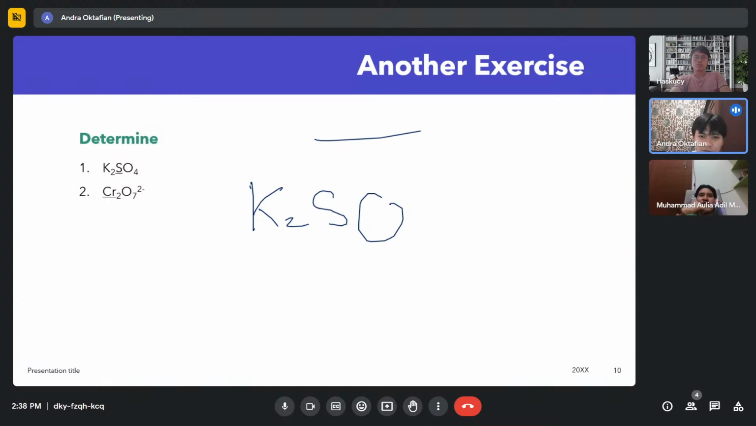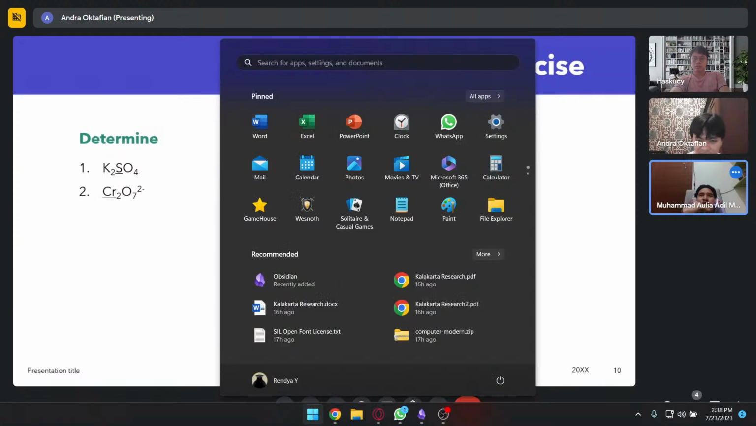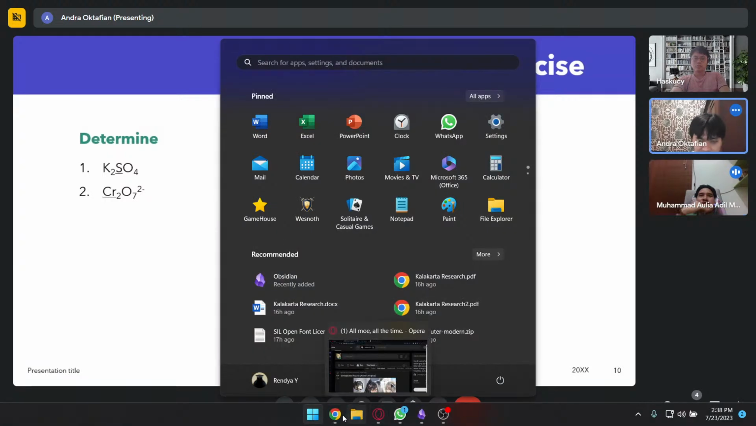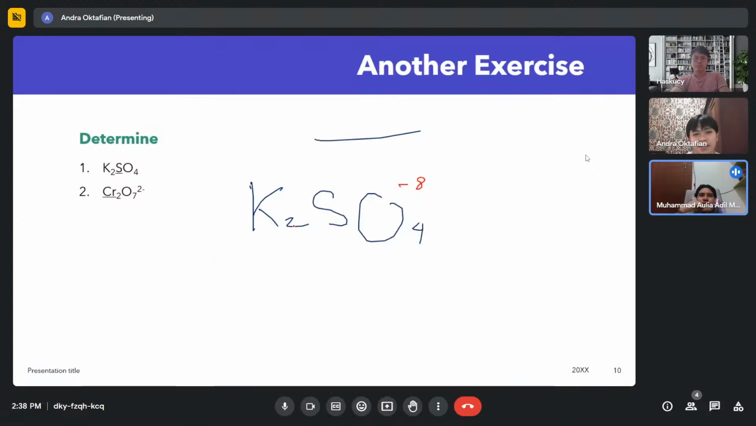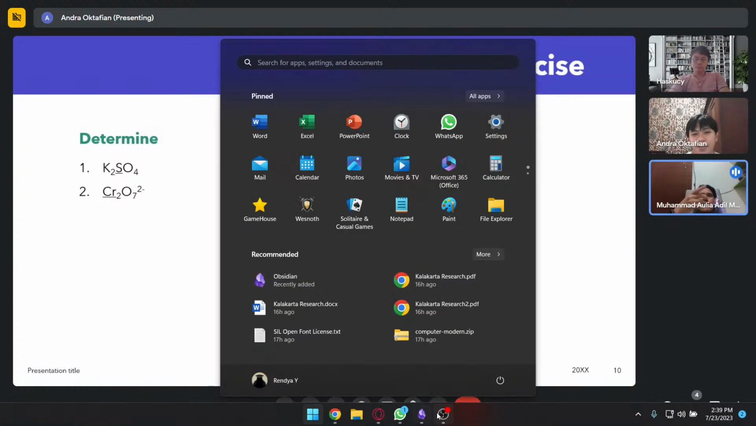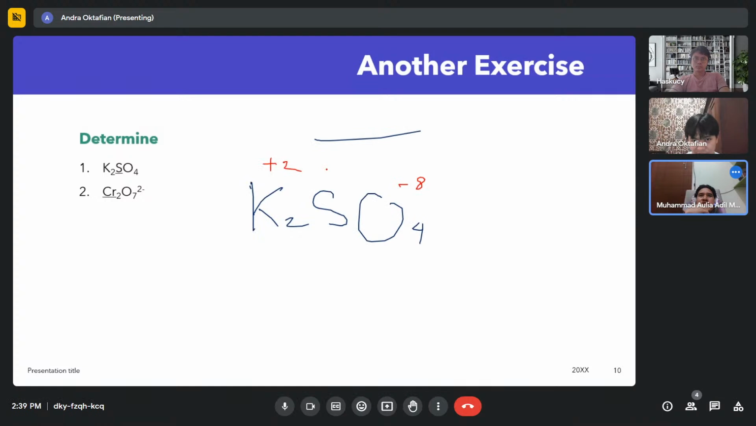K2SO4. How did you search it? Minus eight of O4, oxygen, and it should be... I think K is plus one, so it should be plus two. I'm not sure. Okay, plus two, and then sulfur would be minus... no, plus six. All right, let me check. It's actually true, you see? I'm kind of using my intuition that K should be one.